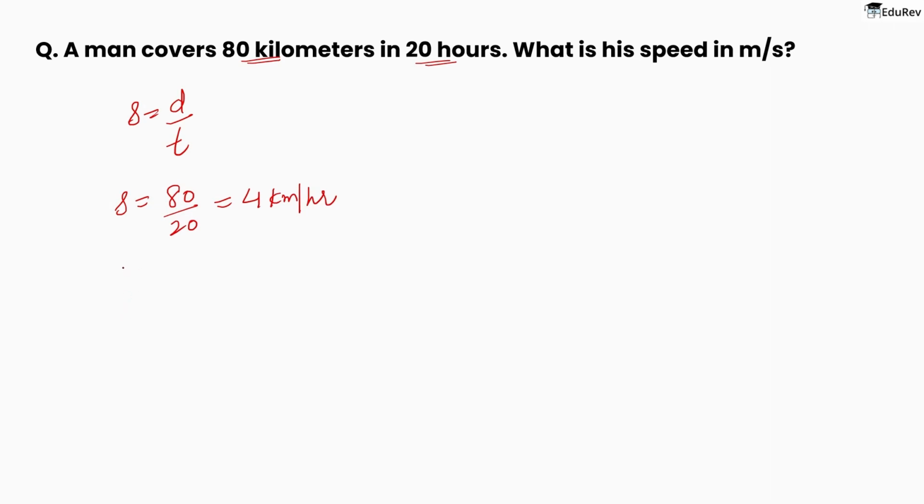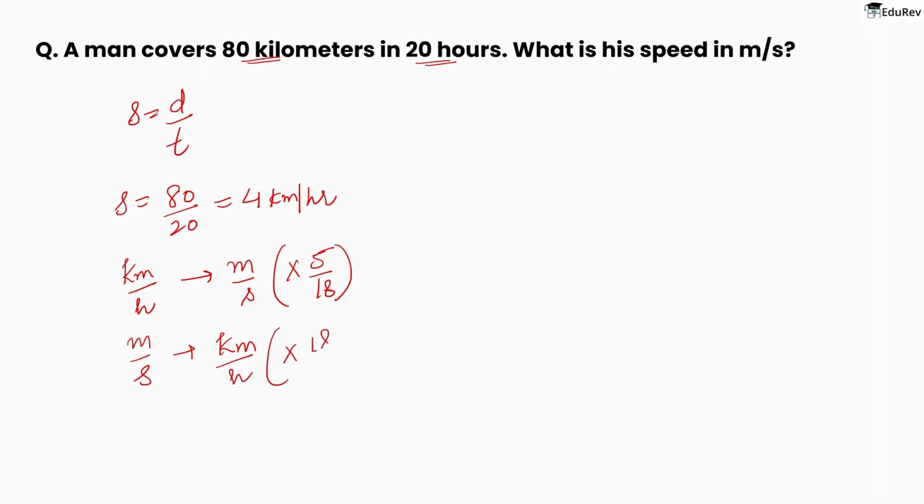So there is a simple trick to convert kilometers per hour into meters per second. If we have to convert kilometers per hour into meters per second, we have to multiply it by 5 upon 18. Similarly, to convert meters per second into kilometers per hour, we have to multiply it by 18 upon 5. This is a very important trick and you should memorize it by heart as it will help you in conversion of units quickly.